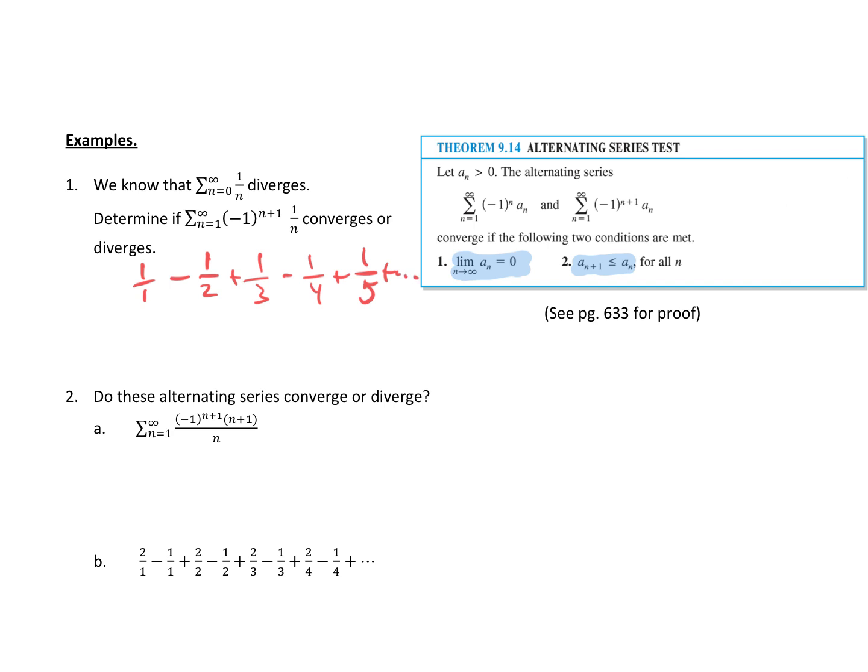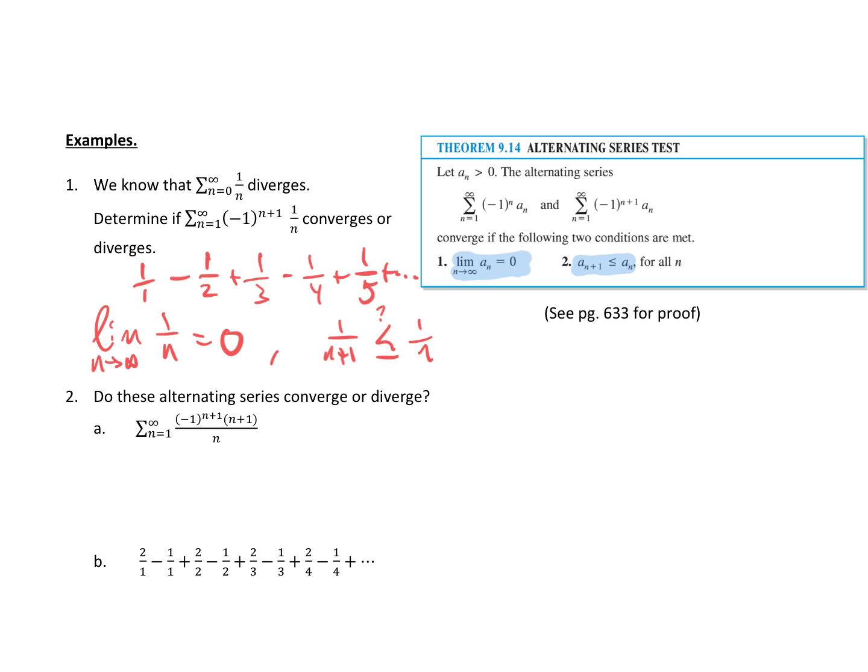So the question is, does this converge or diverge? Well, let's look at these two conditions. What's the limit as n goes to infinity of 1 over n? Well, that's clearly 0. And is it true that a sub n plus 1 is less than a sub n? Well, you've got 1 over n plus 1, so that's a sub n plus 1. Is that less than or equal to 1 over n? Question mark. And this is true.